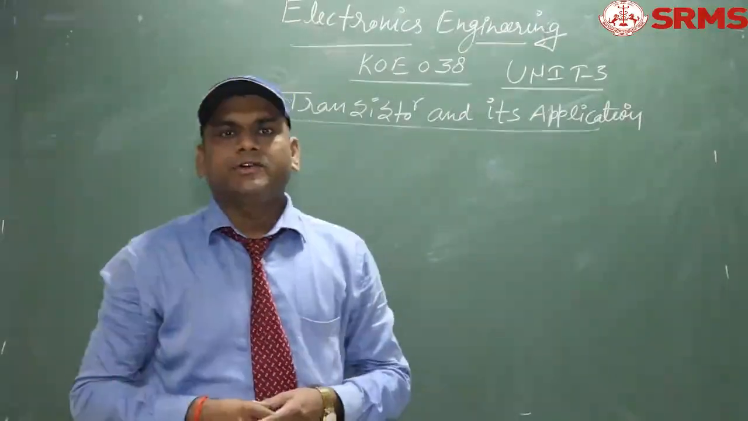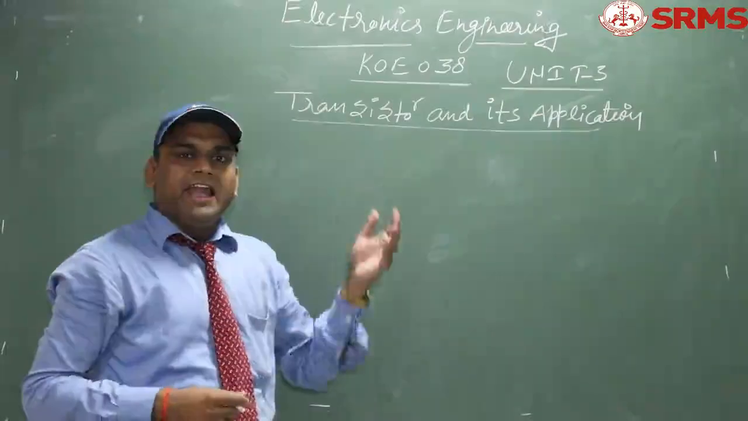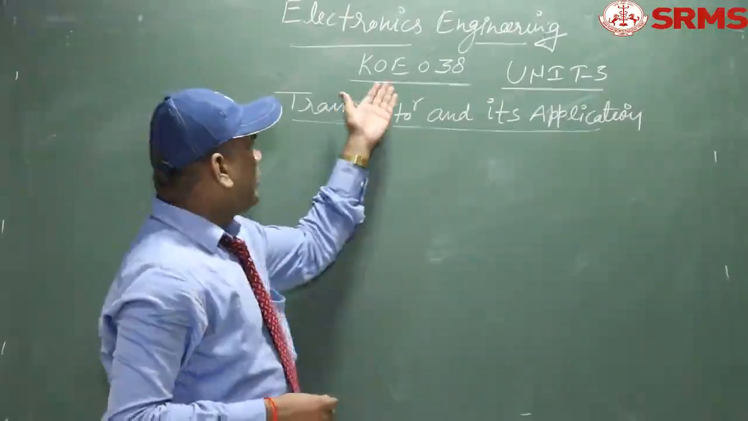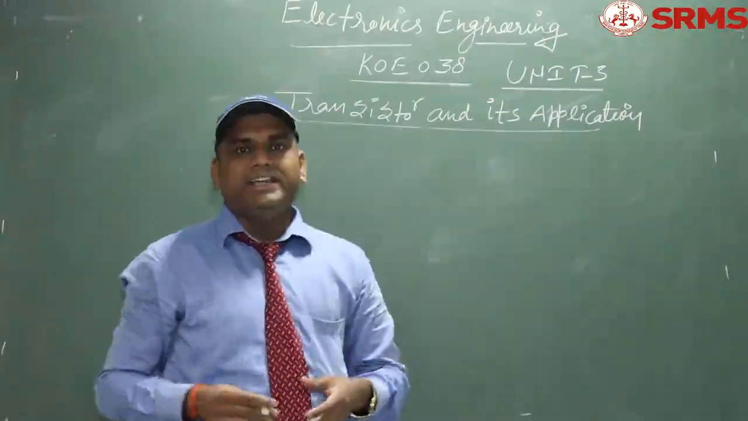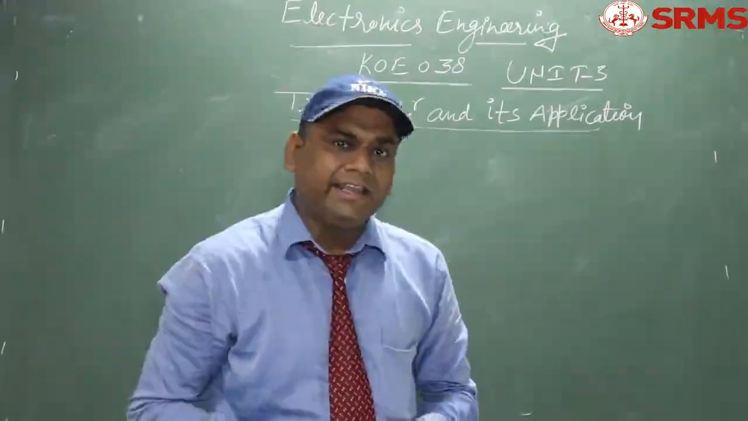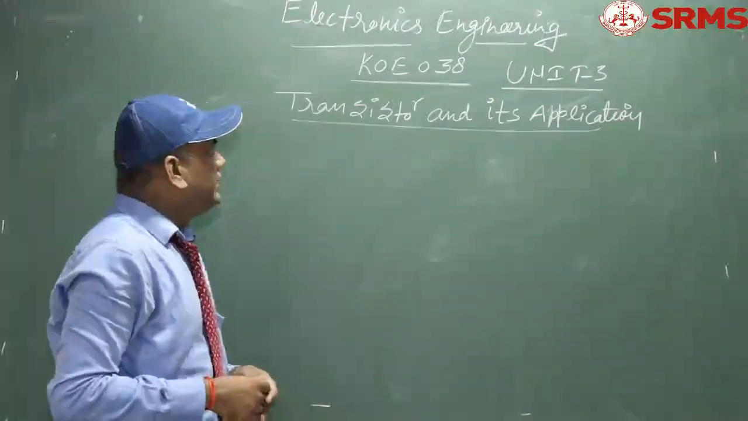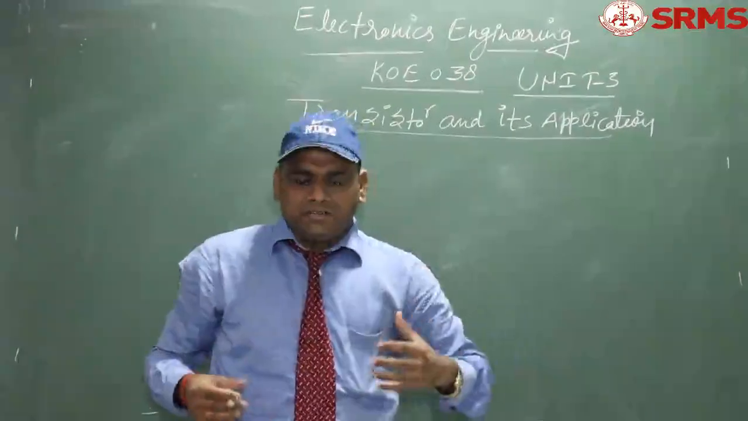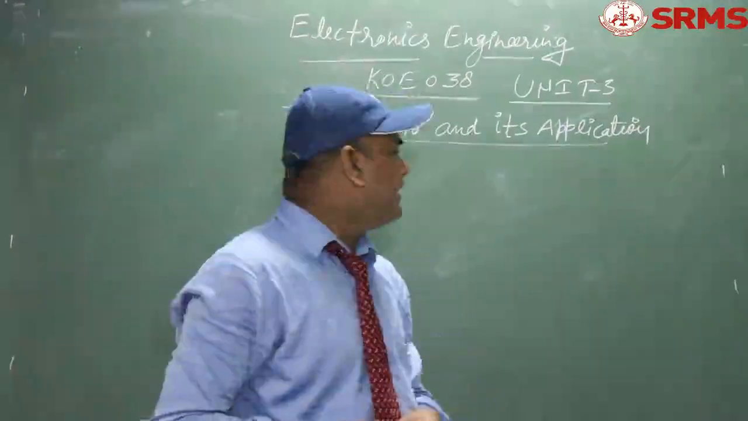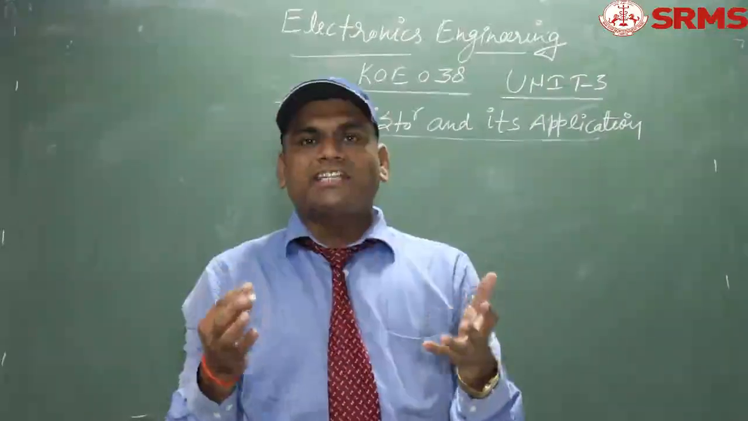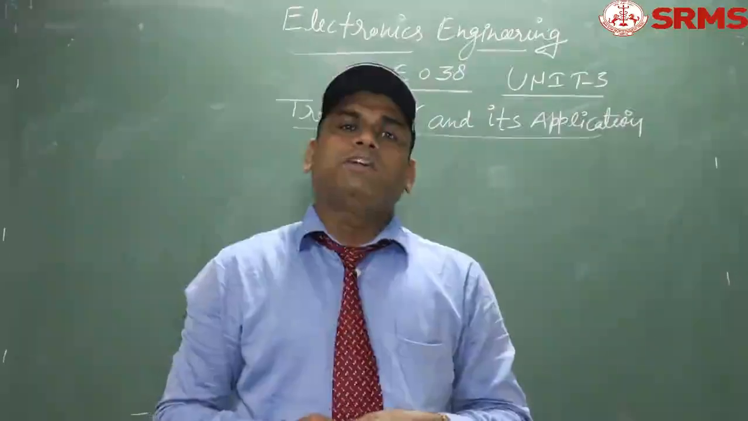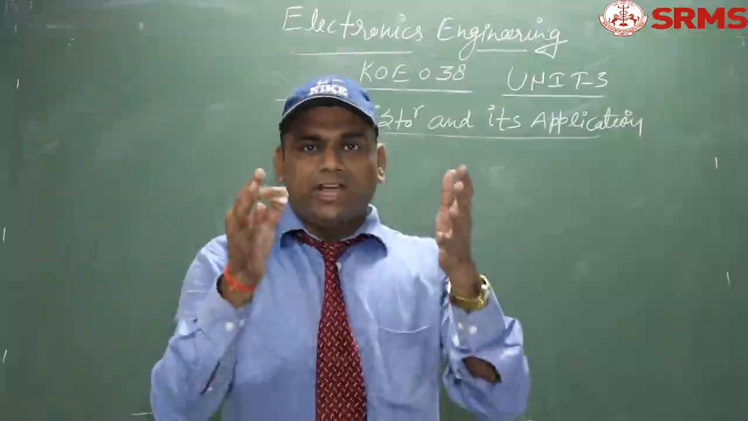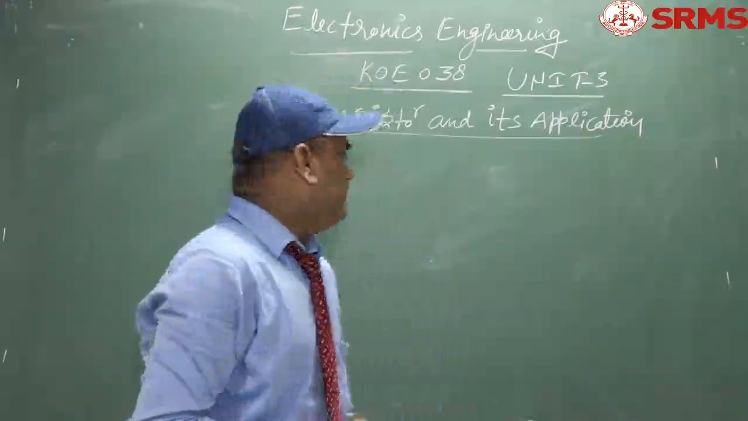Welcome all to this course of electronics engineering, and the code of the subject is KOE038. Today we will discuss unit number 3, and the name of this unit is transistor and its application. Before starting this unit, I would like to explain what we have discussed in unit number 1 and unit number 2.